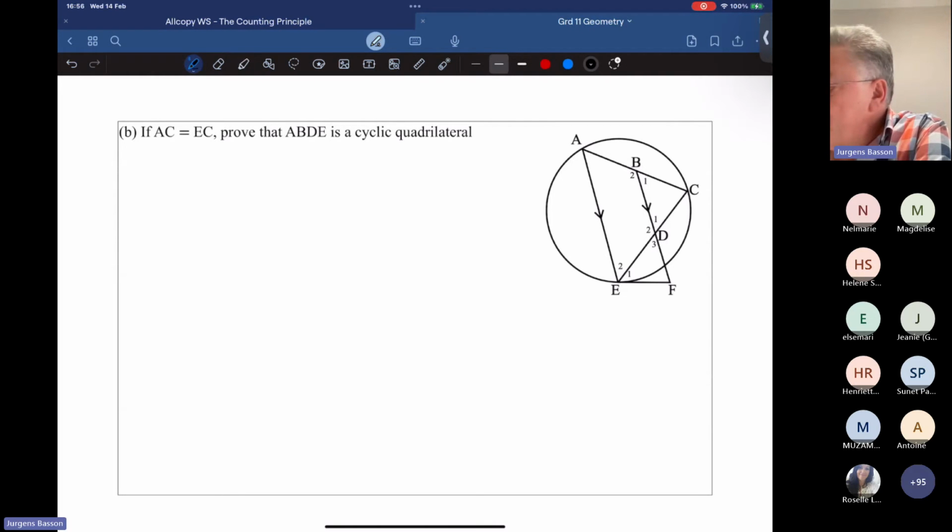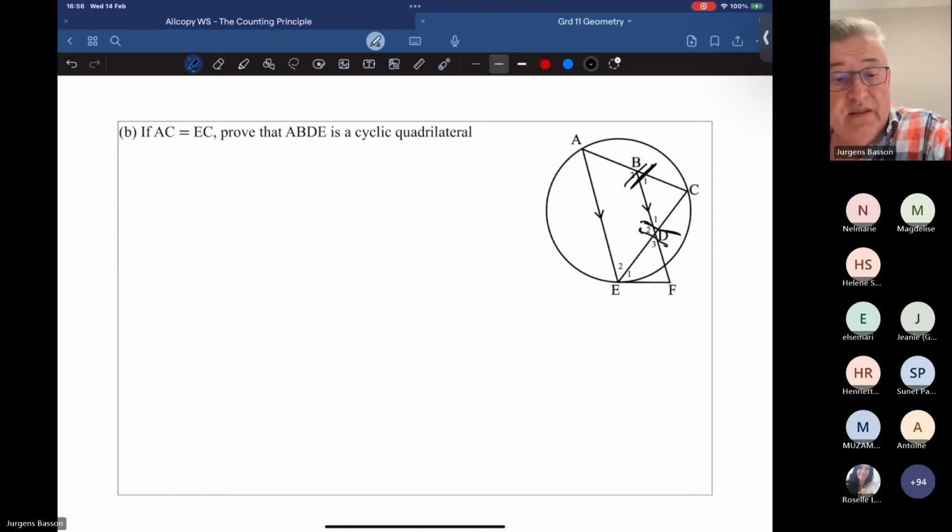So AC is equal to EC. I'm just going to say AC is equal to EC. I messed up the drawing, but we just remember those two sides are equal. So I pretty much think that you will agree that if those two sides are equal, then A and E2 will be the same.